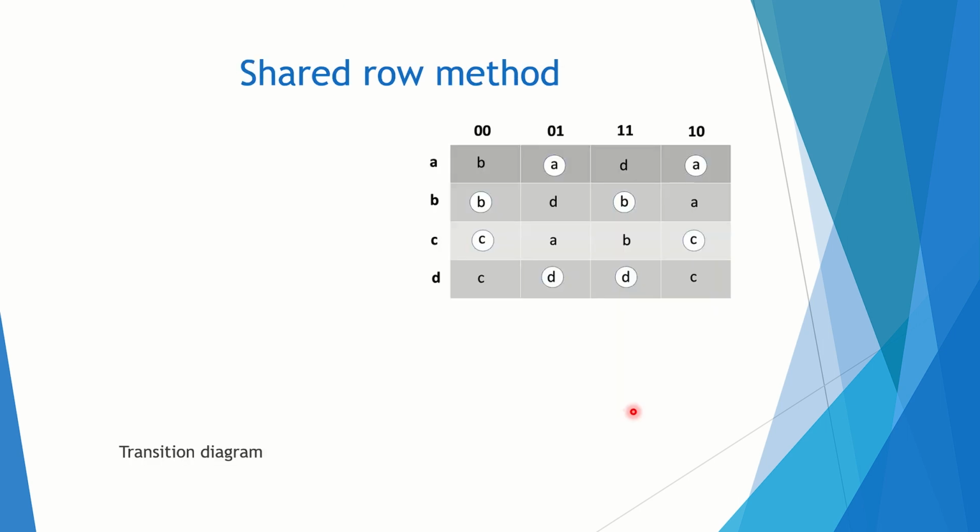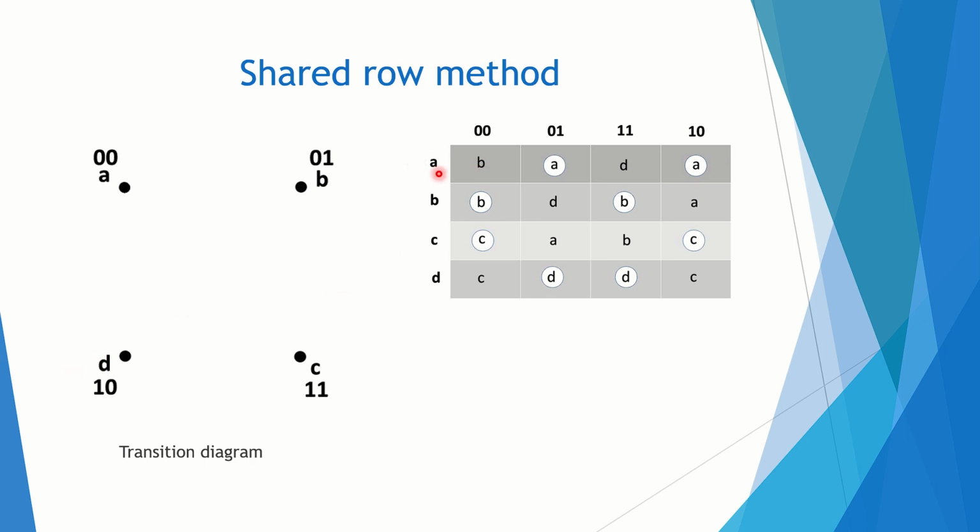So first we will do the shared row method. First we have to make a transition diagram. That is, between whichever states the transition happens, we have to draw a transition diagram for that. So this is the given flow table here, and this is the transition diagram. See here, there are four states. So I have drawn four dots for the four states: 0 0, 0 1, 1 1, 1 0. That is A, B, C, D. Now, according to the flow table, we have to draw the transition diagram.